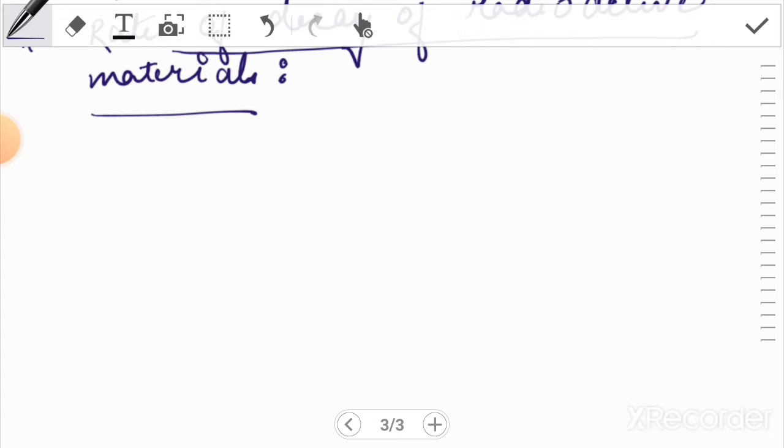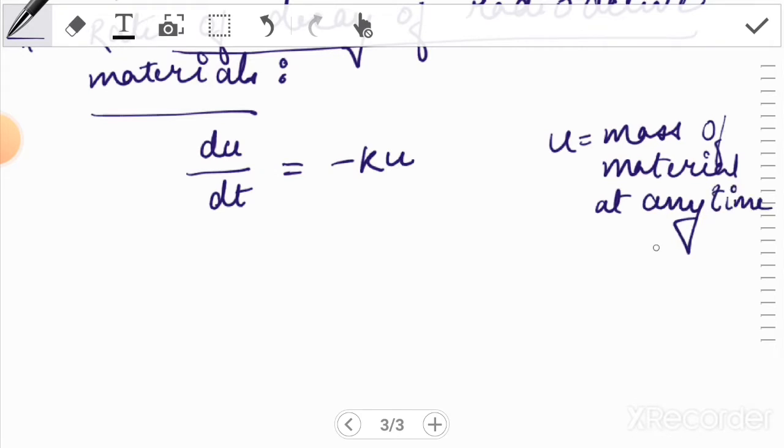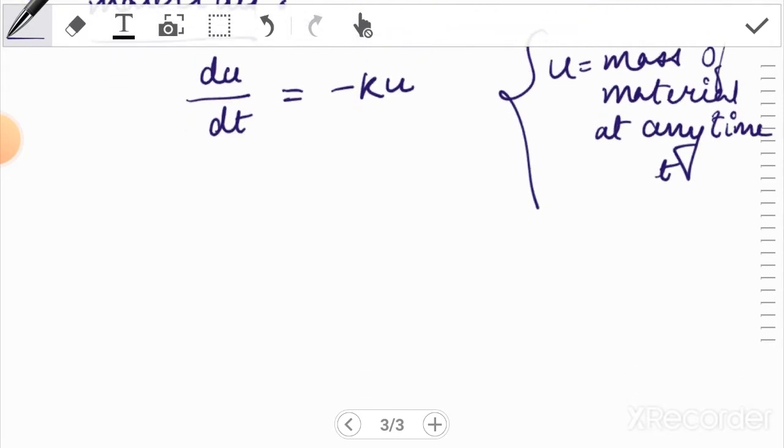So this law states that disintegration at any instant is proportional to the amount of material present at any time t. Then du by dt is equal to minus ku, where k is a constant, right? And u is the mass of material at any time t.